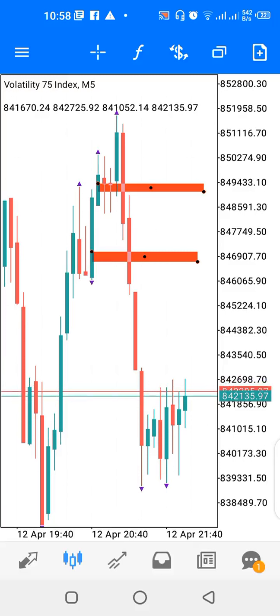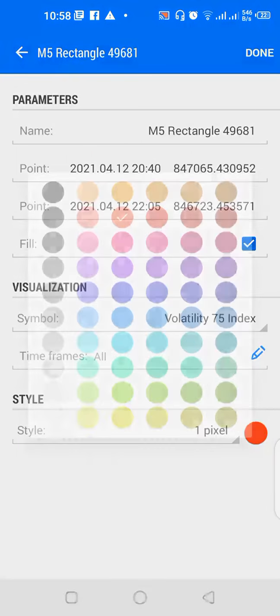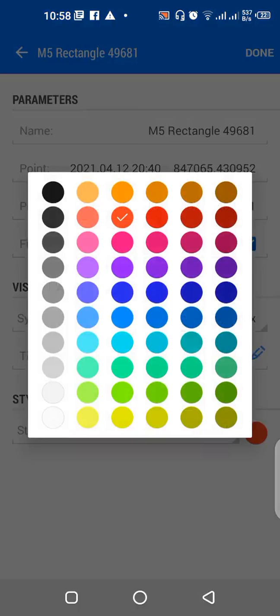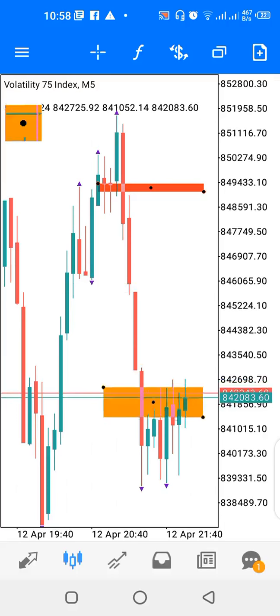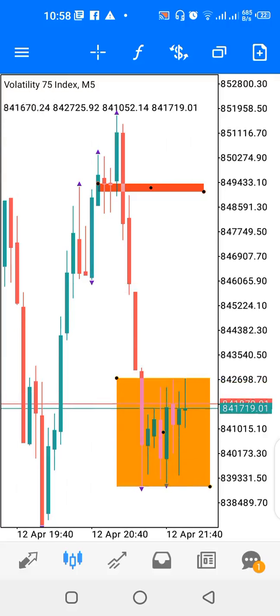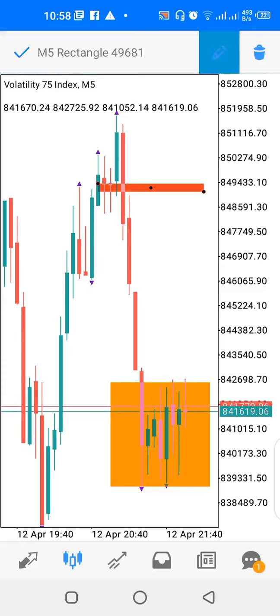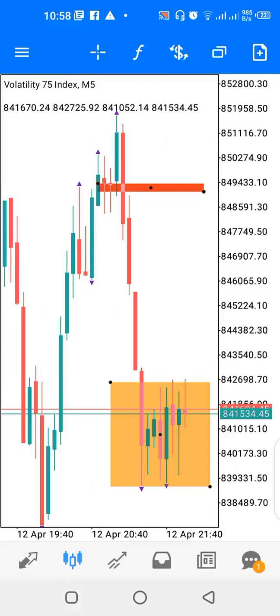So first of all, let's identify range zones. I'm on V75 charts, 5 minutes time frame. Let me change this to orange. Now, look at what V75 is doing here. The 5 minutes time frame is ranging. Price is ranging here. Let me change the color to something lighter so that you can see what's happening. So price is ranging.